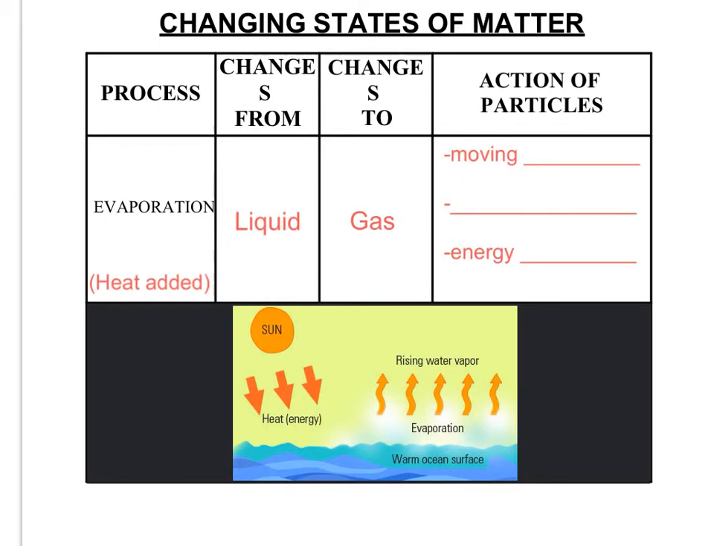So when I'm evaporating something and I'm changing from a liquid to a gas, am I moving faster or am I moving slower? Hit pause so you can complete that, please. Now, underneath, I want you to put another dash, and I want you to tell me, are the particles moving closer together, or are they spreading apart? Are they sliding past each other, or are they tightly packed together? Hit pause, and I want you to complete that one, please.